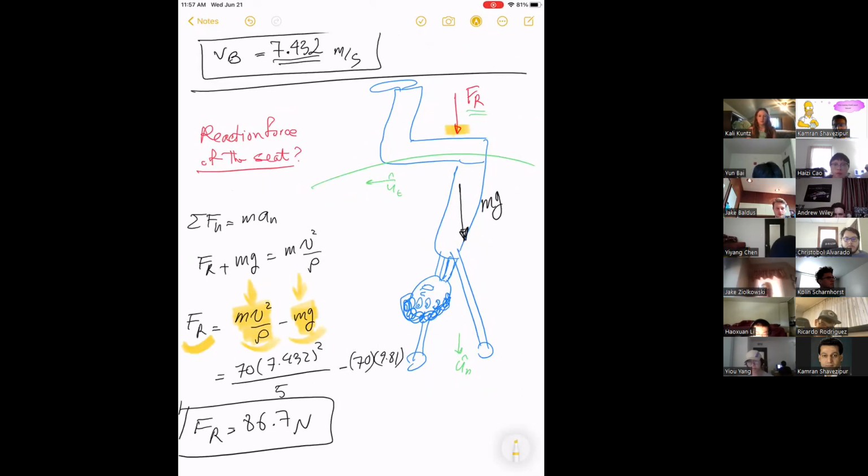Come on, guys, say something. It's not rocket science. It's as close as you can get, because rocket science is also dynamics, but can FR be negative?